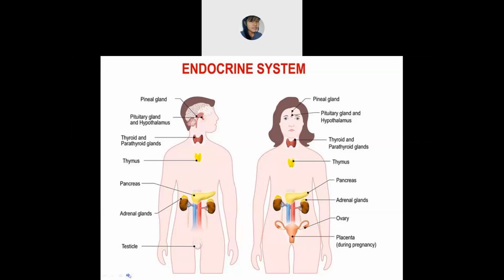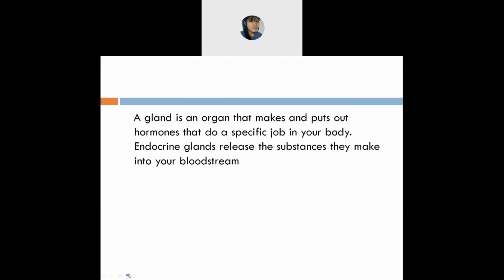Do you understand? Yes, ma'am. Okay, so what is the meaning of gland? This gland is an organ, and as I've already said, it produces hormones and does its own job, its own work.